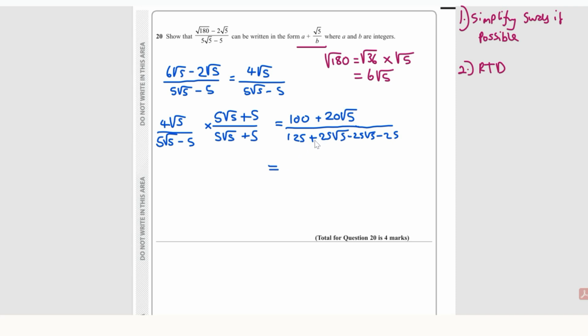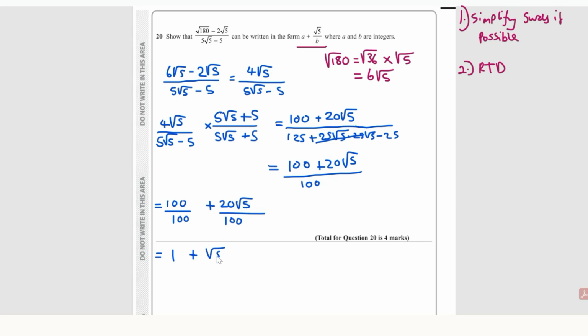Now we collect the like terms. Plus 25 root 5 minus 25 root 5 is 0, so we can cancel that out. So we're left with 100 plus 20 root 5 over 100. Now if we simplify this, we can split up this fraction, so that will give us 100 over 100 plus 20 root 5 over 100, and this is the same as 1 plus 20 over 100 is the same as 1 over 5, so here we will have root 5, because root 5 times 1 is root 5, over 5. And that is our final answer.